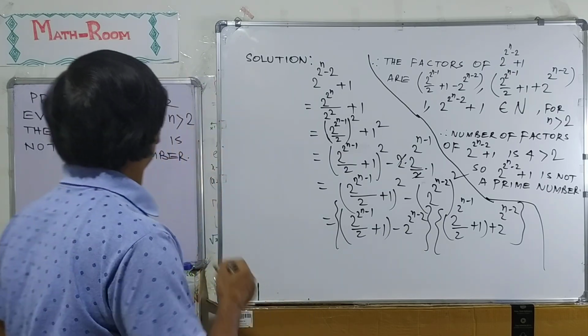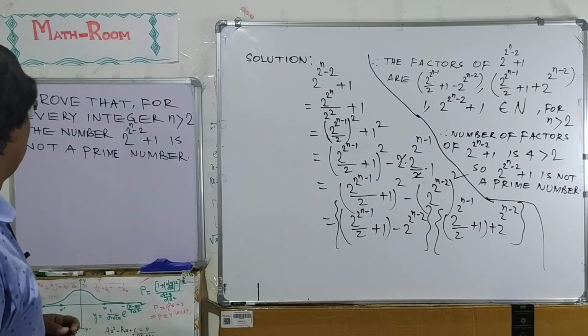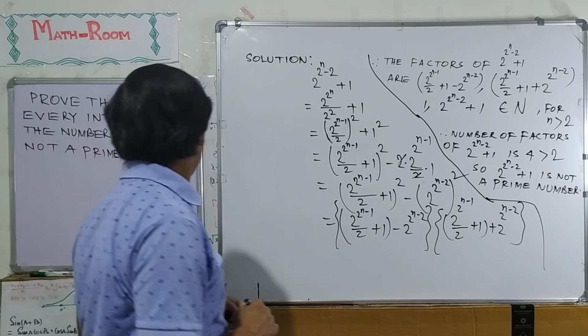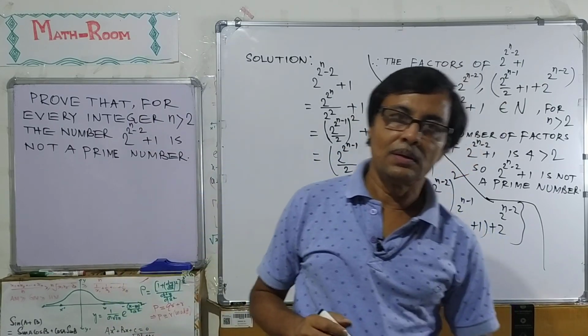Thus, we can prove the number 2 to the power n minus 2 plus 1 is not a prime number. Thanks so much.